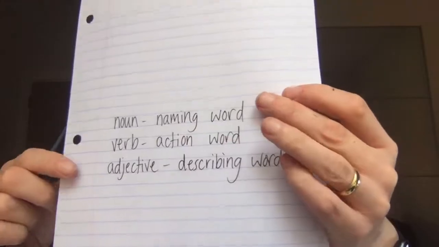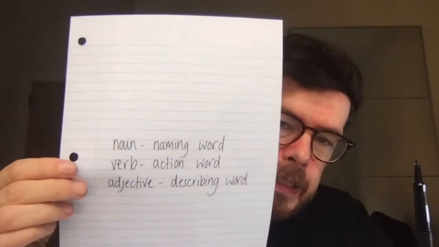An adjective is a describing word. The monster is green, small, new, wide, furry, squishy, kind. All these words are adjectives because they describe.